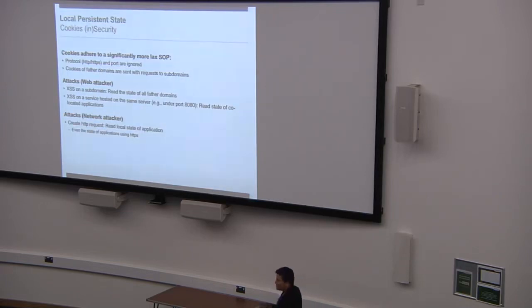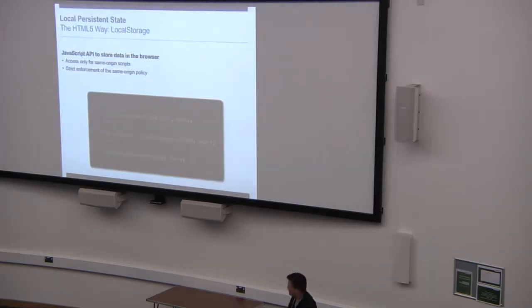And the second problem is that a network attacker could force your application to send out such a cookie containing confidential information. So let's assume you set a cookie, then a network attacker could inject a frame into your HTTP communication, could make your browser create an HTTP request to a certain URL for which the cookie was set, and then the cookie is sent over the network, and the network attacker could extract the cookie. So let's again have a look at the HTML5 way of keeping local persistent state, and this is the web storage API.